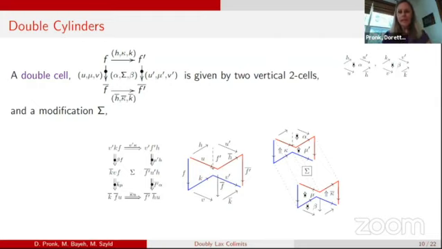And then we have a modification that fits into the whole picture. When you work it out, you can see that the vertical transformations can compose to make vertical transformations on the sides there, and the horizontal transformations.